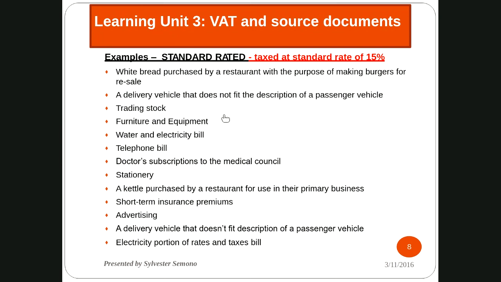The first thing, we have got items or products which are standard rated. If we say an item is standard rated, what do we mean? We mean that particular item will be taxed or will be vettable at a rate of 15%, like what we just did on the previous slide. This means that the 15% that we calculated, that particular item is vettable, is taxable. These are some of the examples.